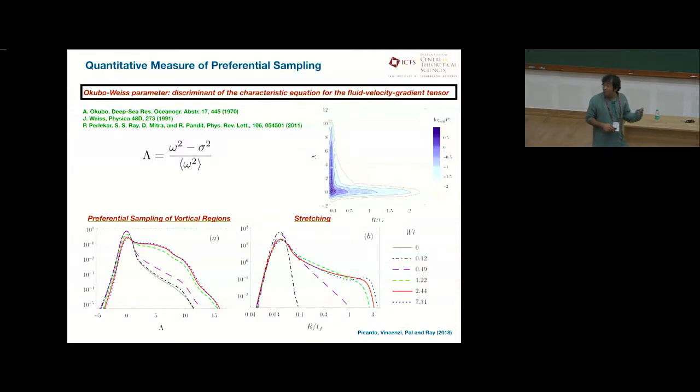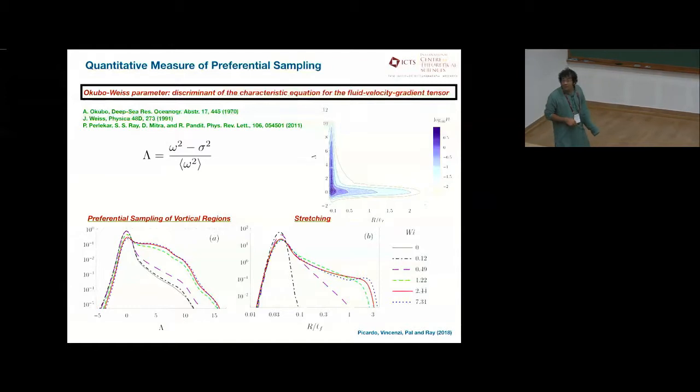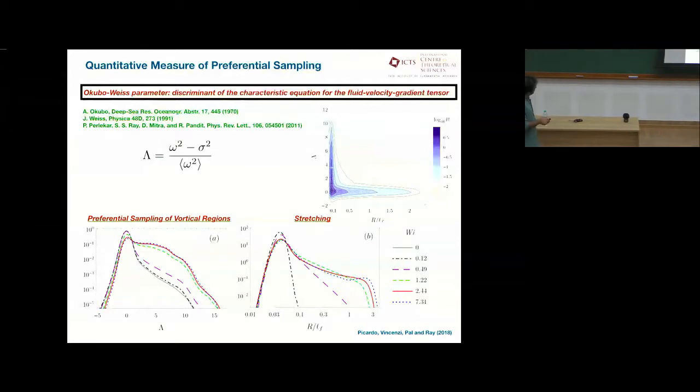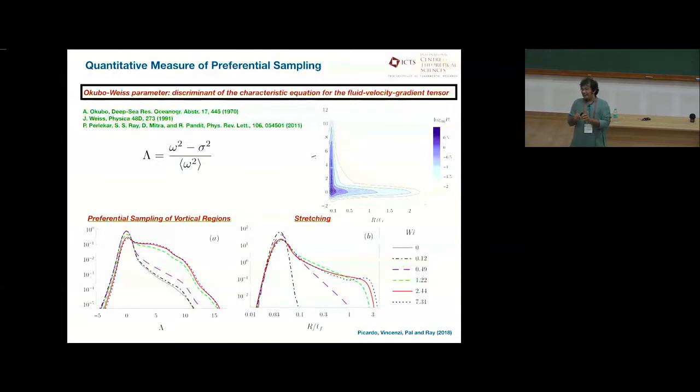One way to measure whether they are preferentially concentrating is through the Okubo-Weiss parameter, which, if one were to calculate the fluid velocity gradient tensor of the flow, is basically the discriminant of the characteristic equation. So it has a certain formula. The only thing one needs to know is that if at any point in the flow you were to measure lambda, which is trivial to do, then the sign of that lambda would tell you whether you are in a vortical region or in a straining region. In a vortical region, lambda would have a positive value. In a straining region, the value of lambda would be negative.